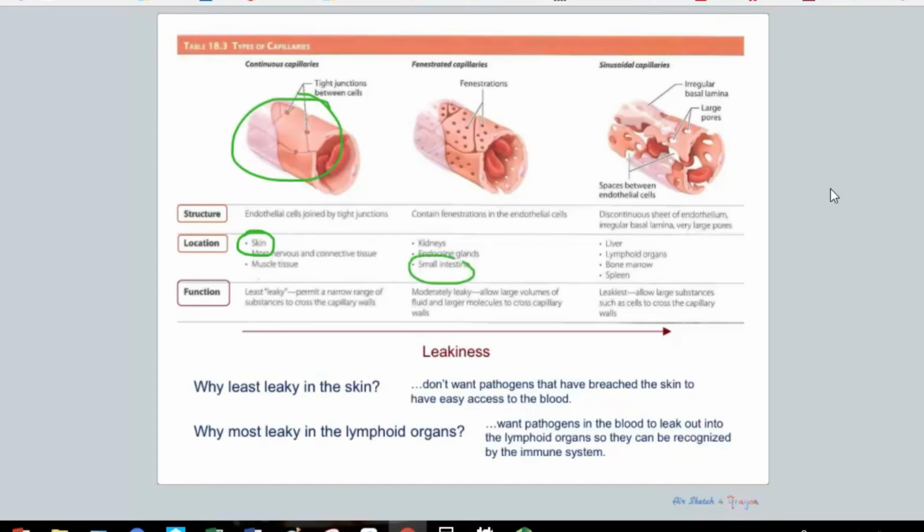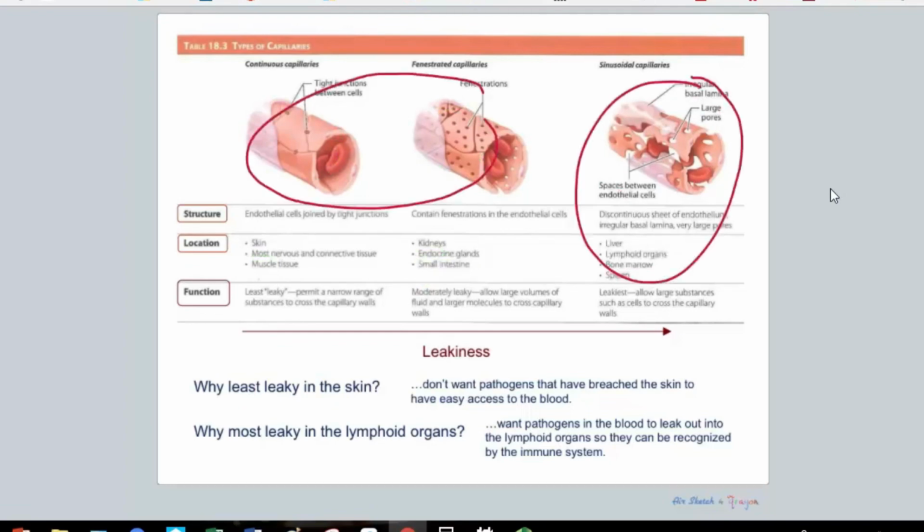Also, the small intestine has a moderate amount of exchange. That's opposed to these super leaky capillaries. The lymphoid organs, for instance, have super leaky capillaries. Why is that the case? Why do we want super leaky capillaries in the lymphoid organs but not so much in the skin and the small intestine? Well, that has to do with their functions.